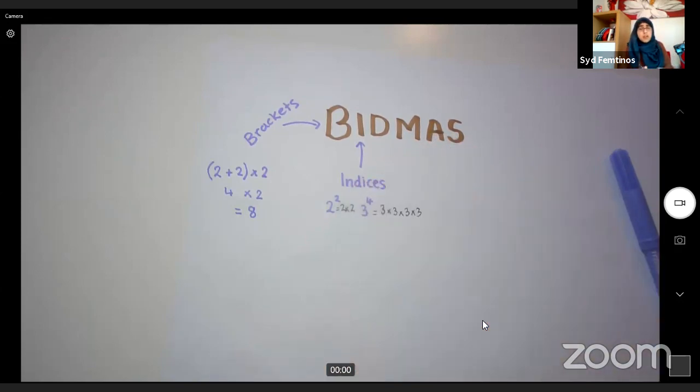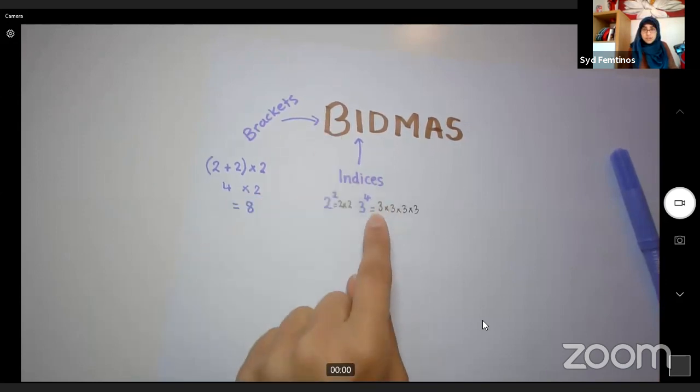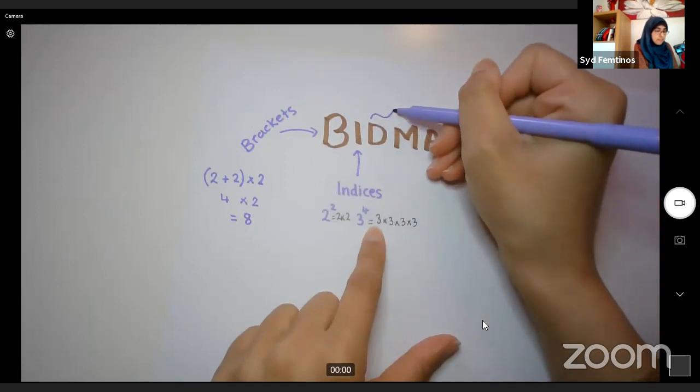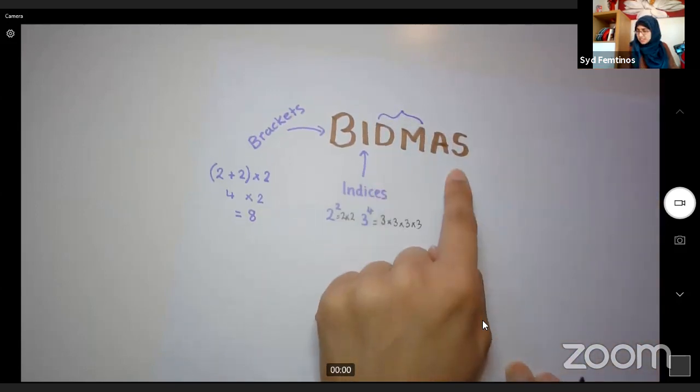Okay, so we've got indices, so these need to go next. First you do brackets, then you do indices. Right, next, we've got D and M. What do you think D and M stand for? What do you think A and S stand for?